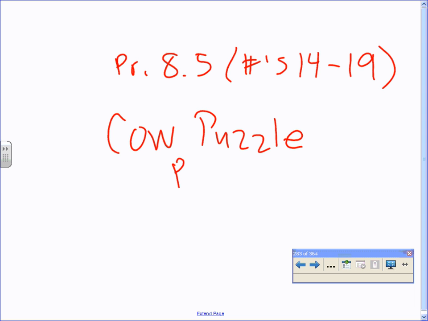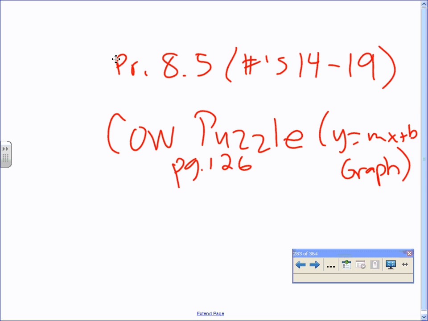On page 126 is something different. So let me just explain these. Okay, listen carefully. 8.5, 14 to 19. You need to make sure that they are in y equals mx plus b form. You're writing down what the parallel slope would be and what the perpendicular slope would be. So if it's parallel, the slopes have to be what? Doug? Good. If it's perpendicular, the slopes have to be what? Mary? Good. Opposite reciprocals.